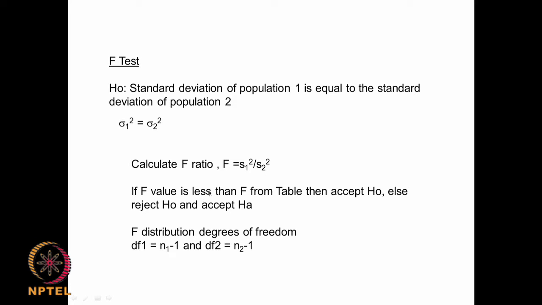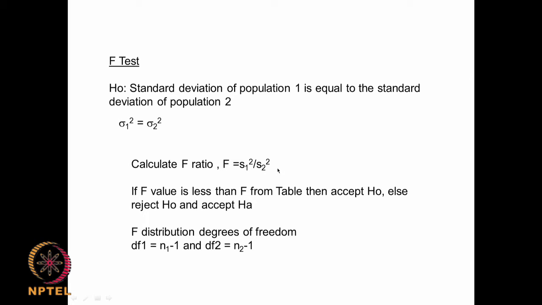There is an F table which says whether the calculated F value is greater than the table value or it is less than the table value. Okay. If the calculated F value is less than the table value, we will accept the H naught. If the calculated F value is greater than the table F value, we will reject the H naught and accept the alternate hypothesis. Now, there will be 2 degrees of freedom, because S1 will have one set of degrees of freedom, S2 also will have its own set of degrees of freedom.